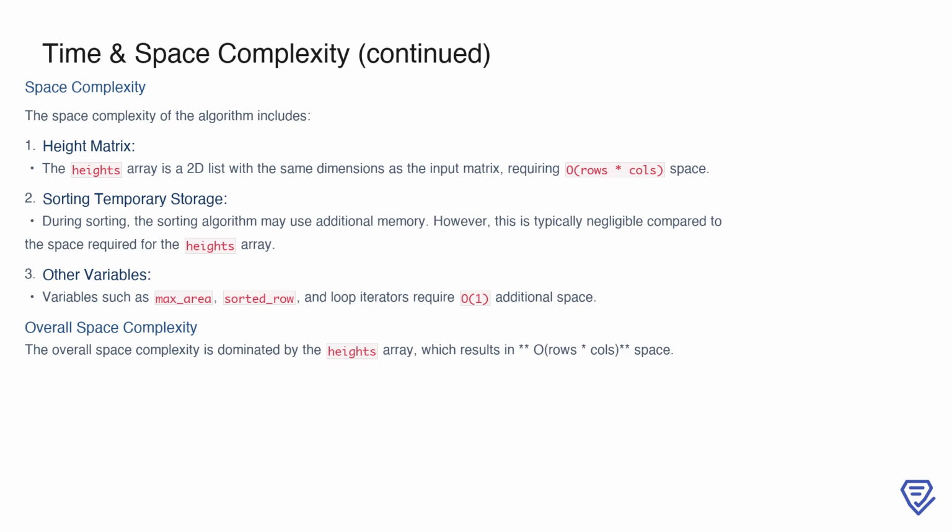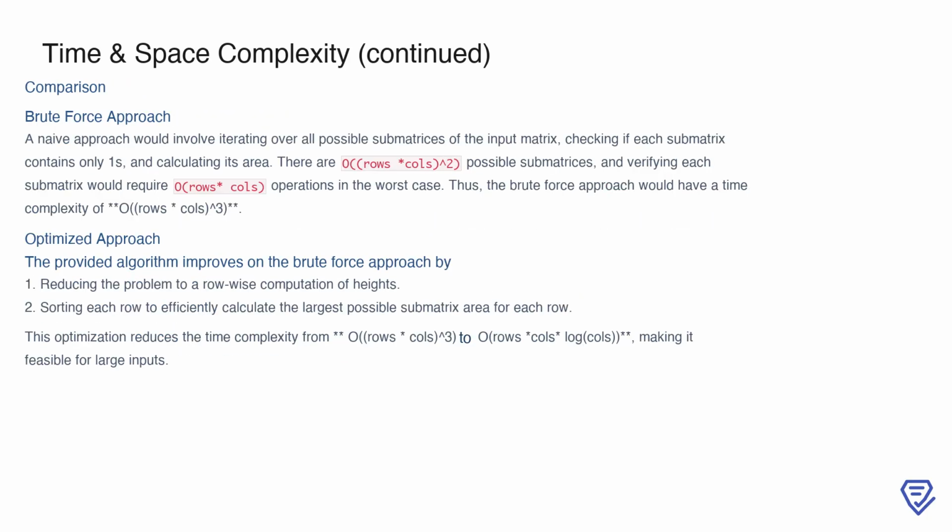Other variables, such as the maximum area we track, the sorted row for each iteration, and loop iterators, require only O(1) space. Therefore, when we combine these factors, the overall space complexity of the algorithm is dominated by the heights array, leading to a total space complexity of O(rows * cols). To better understand the efficiency of this approach, let's compare it with a brute force solution.